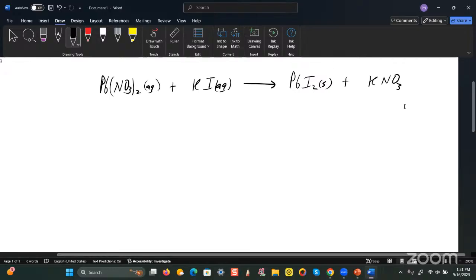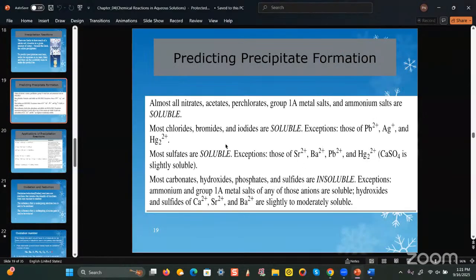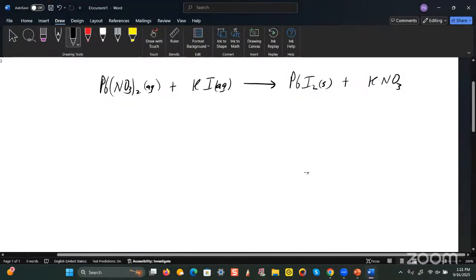And then now we do the same thing. We ask ourselves, is potassium nitrate soluble in water? Go back to the table. And what do we see here? Almost all nitrates, acetates, perchlorates, and group 1A metals. So potassium is in group 1A, and almost all nitrates are soluble. So therefore, we can say that potassium nitrate is soluble, and therefore we can put AQ because it will be soluble in water, right?